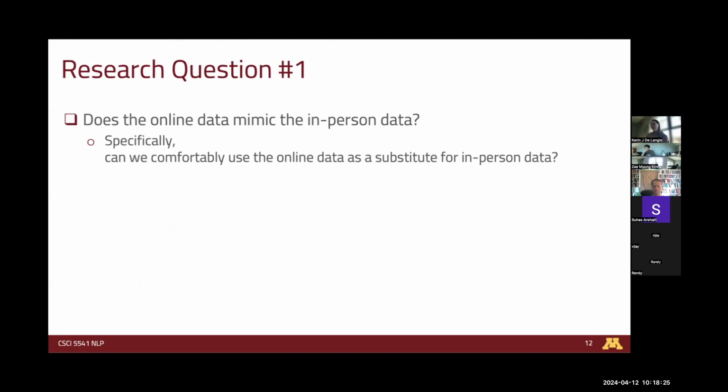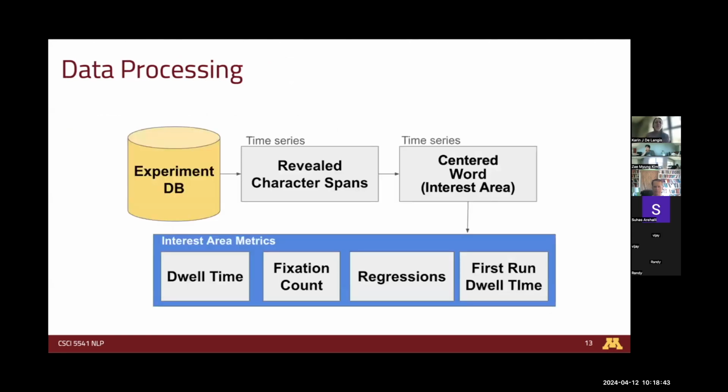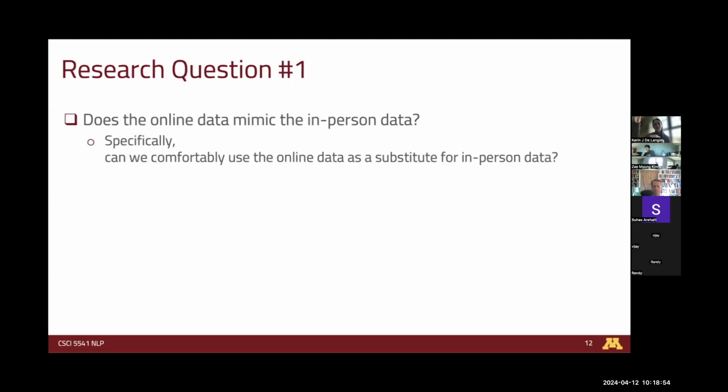So can we go out and collect a massive amount of online data and do some further experiments with it, because we can claim that it's at least somewhat similar to a quote unquote real eye tracking experiment? Okay. So one of the challenges for this was actually figuring out how to get these 2 data types into roughly the same form.